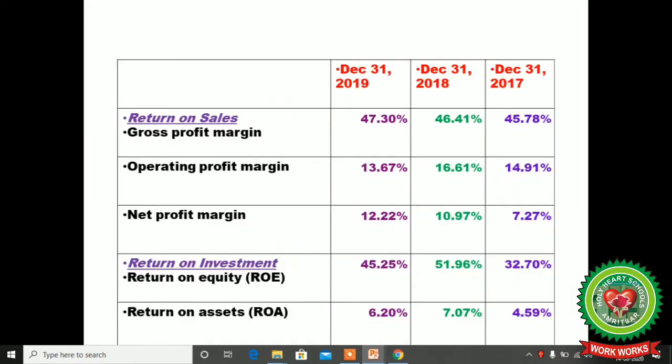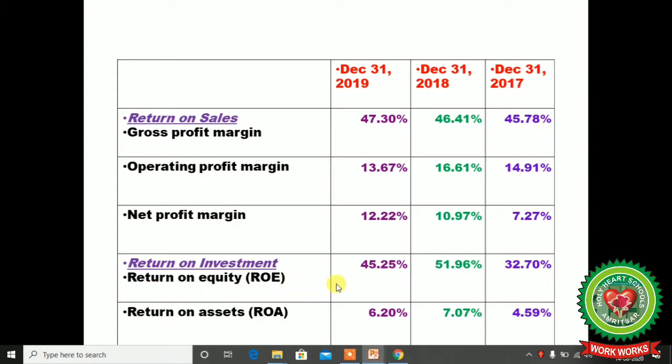Profitability ratios of this company, see, for 2019, 2018, 2017, three years of data. Return on sales, gross profit margin of three years, see the trend, an increasing trend: previously 45.78, then 46, then 47. Operating profit shows a decreasing trend. In net profit, an increasing return.